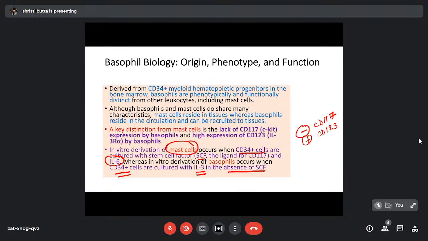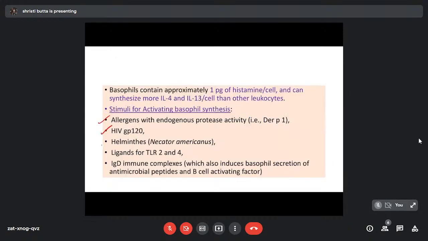Basophils contain histamine, very important. They also contain other substances. We'll be just going into that. Now, stimuli for activating these basophils are allergens, HIV, helminths, ligands for TLR2 and 4, and IgD immune complexes. Basophil degranulation is largely restricted to signals induced by Fc epsilon receptor cross-linking or anaphylotoxins like C5a and IL-3.